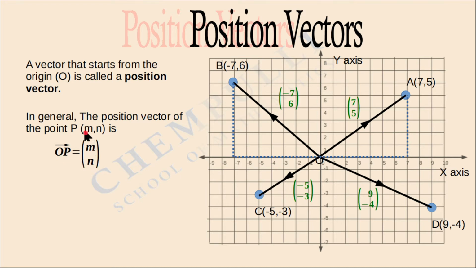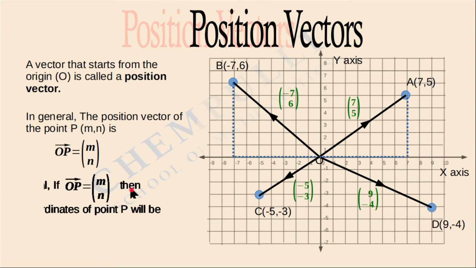The same point, right, in which way? The column way. Then we will get which vector? The position vector of that point P. Okay, then next one in the opposite way. That is the reverse way.